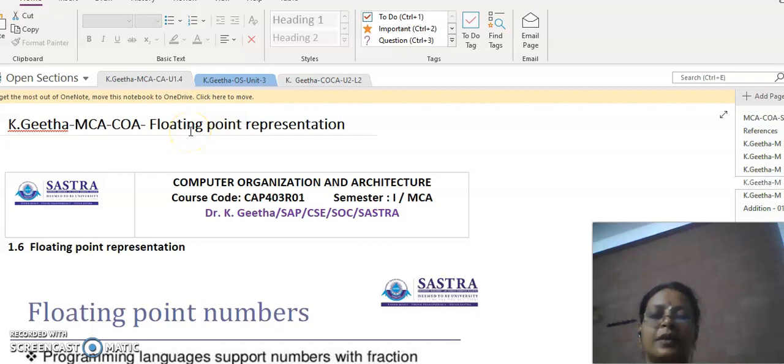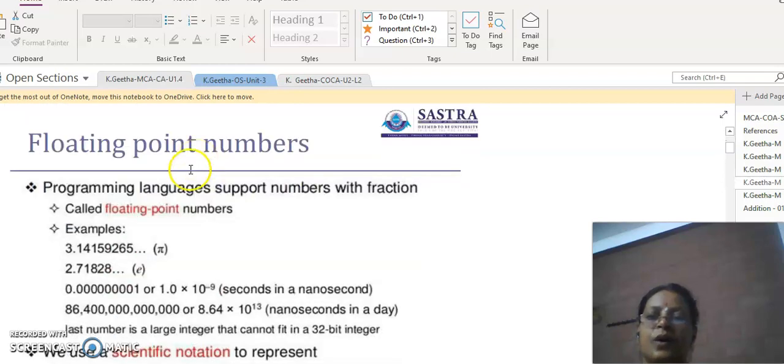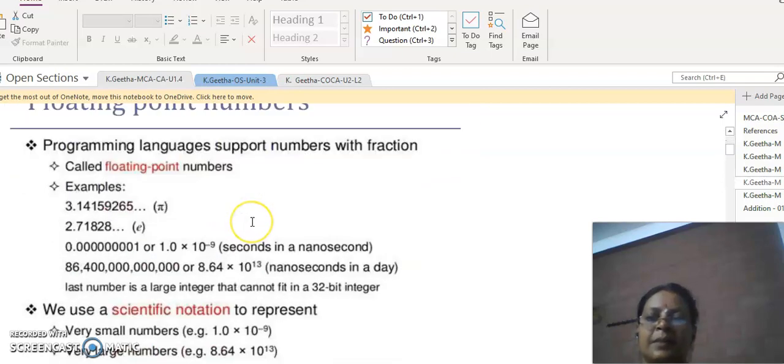are going to be stored inside the computers for processing, and how the computer's arithmetic logic unit is able to process these floating point numbers, which we will discuss today. Here, what is the need for floating point numbers? When we are just representing numbers, they can be too large or too small.